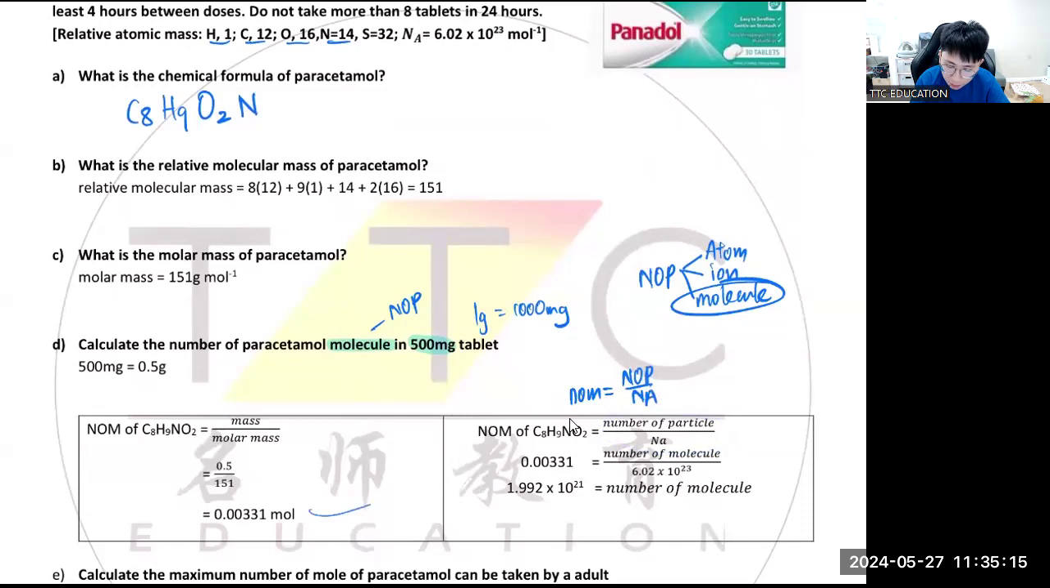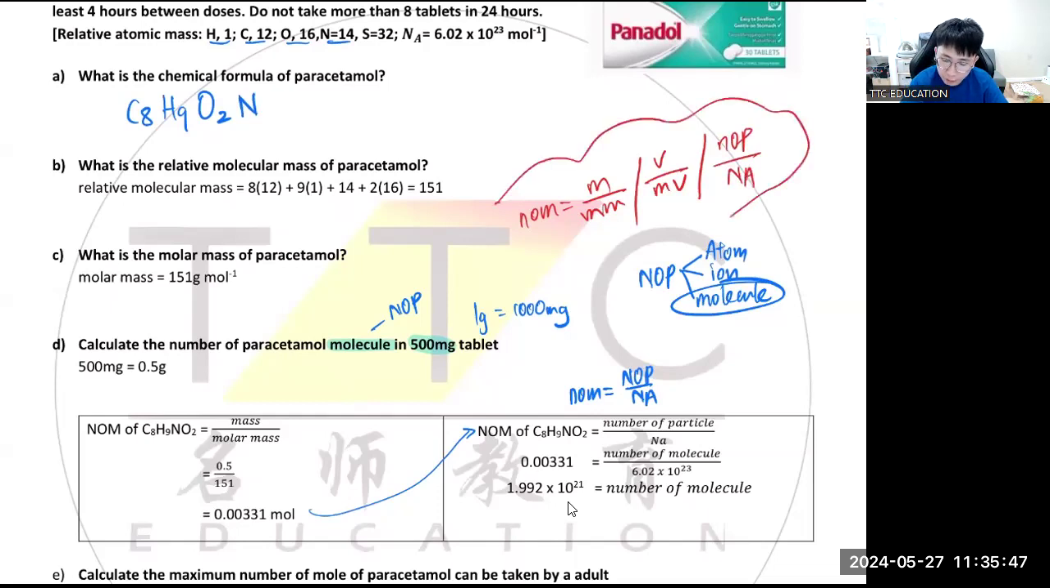Okay, so you see, I put in my number of mole and then my Avogadro constant. Multiply it, and you get a number of molecule, which is this number. So guys, just a simple concept here first, because we are just doing this to get you familiar with your formula. So what are the three formulas? Remember again, number of mole equals mass over molar mass, volume over molar volume, number of particles over Avogadro constant. Make sure you are all familiar with these three formulas. You need to know when to use which formula.